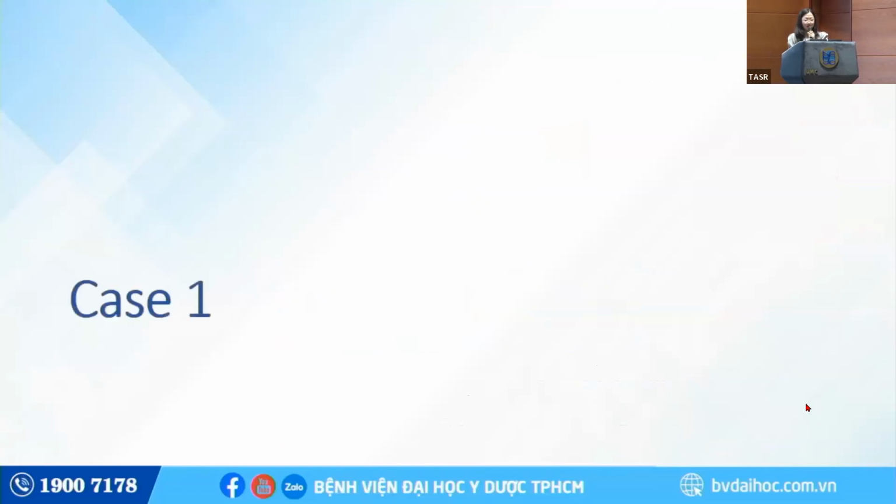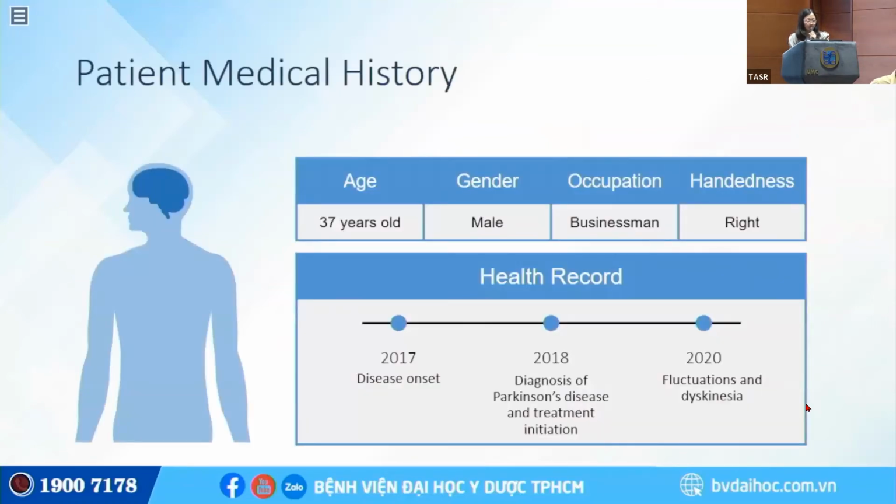In the first part of this session, I discussed two cases. My first case is on a 37-year-old male who experienced initial symptoms in 2017. He got a diagnosis of PD and was put under treatment in 2018. Since 2020, he has had motor complications, including fluctuation and dyskinesia.